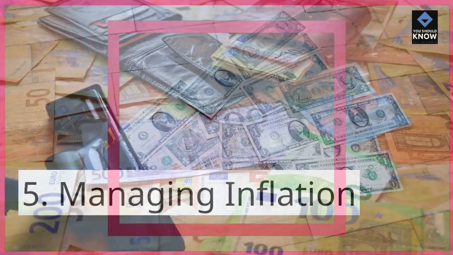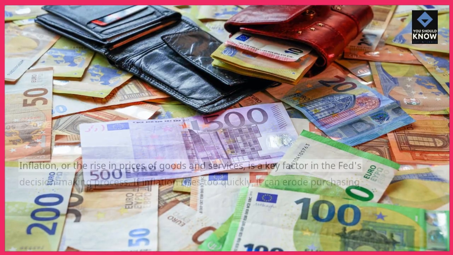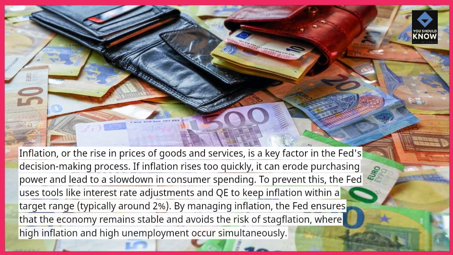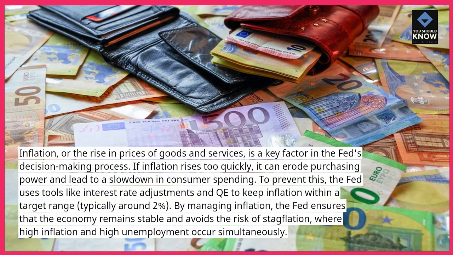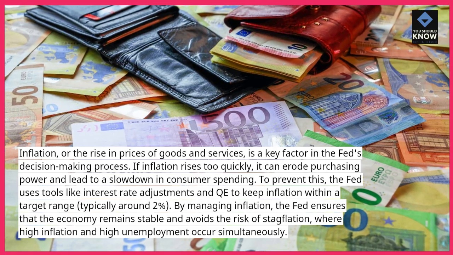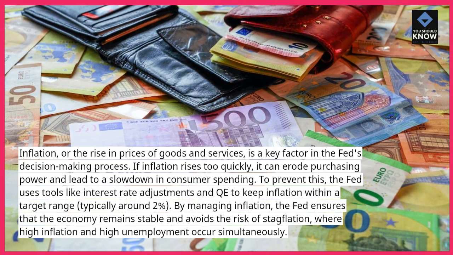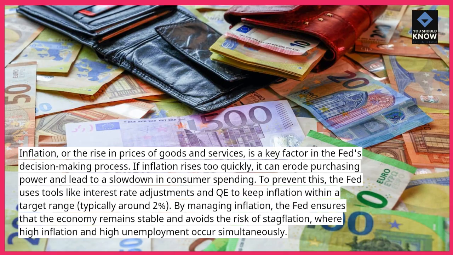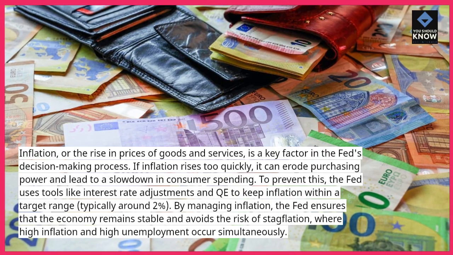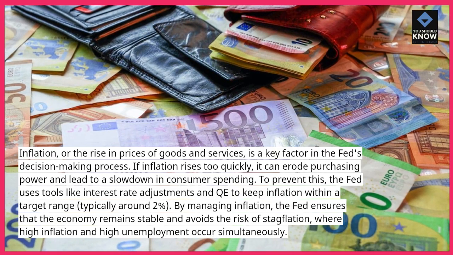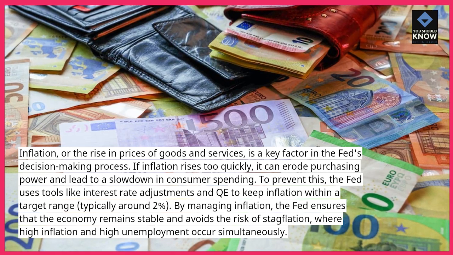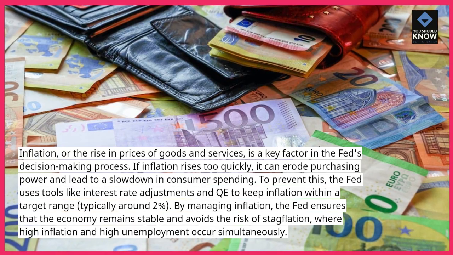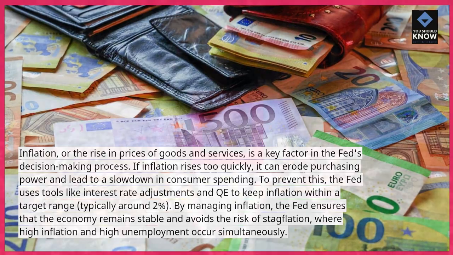5. Managing inflation. Inflation, or the rise in prices of goods and services, is a key factor in the Fed's decision-making process. If inflation rises too quickly, it can erode purchasing power and lead to a slowdown in consumer spending. To prevent this, the Fed uses tools like interest rate adjustments and QE to keep inflation within a target range, typically around 2%. By managing inflation, the Fed ensures that the economy remains stable and avoids the risk of stagflation, where high inflation and high unemployment occur simultaneously.